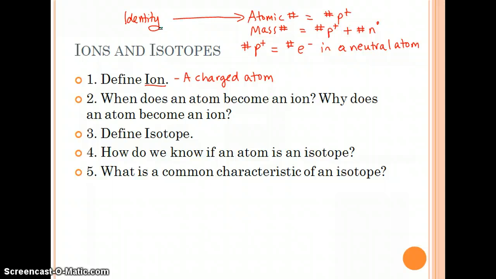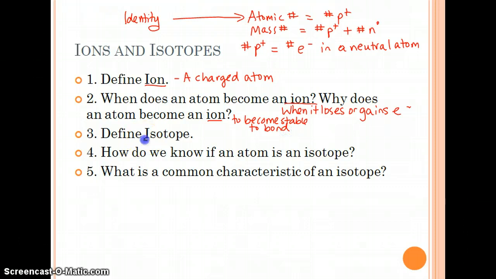So question 2, when does an atom become an ion? When it loses or gains electrons. Why does an atom become an ion? In order to become stable, to bond in an ionic bond.